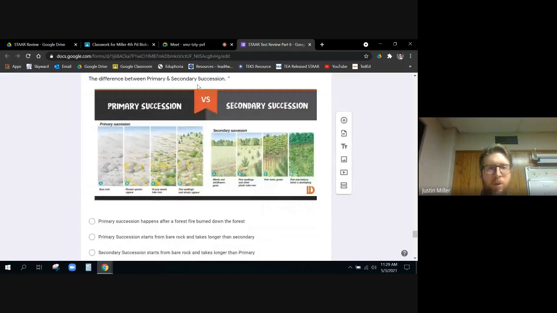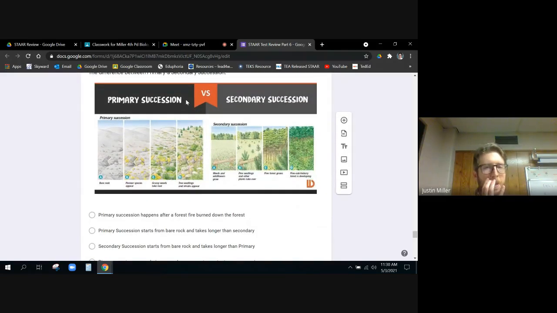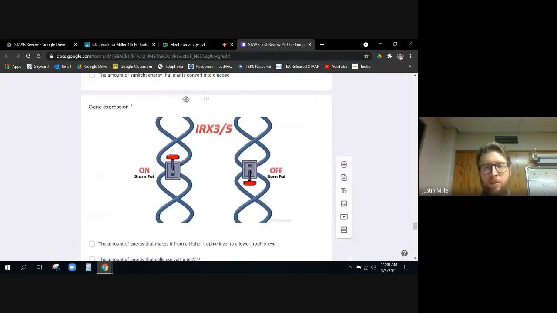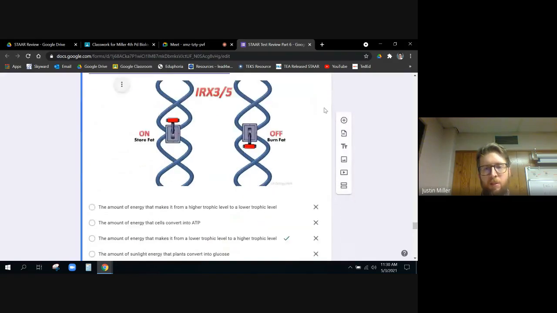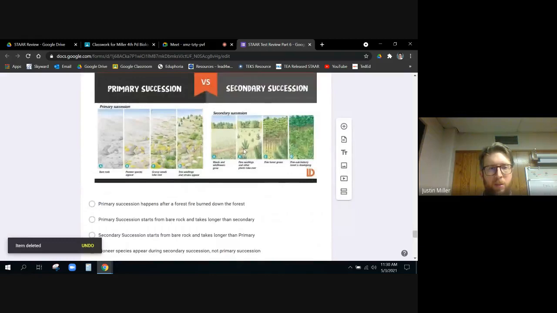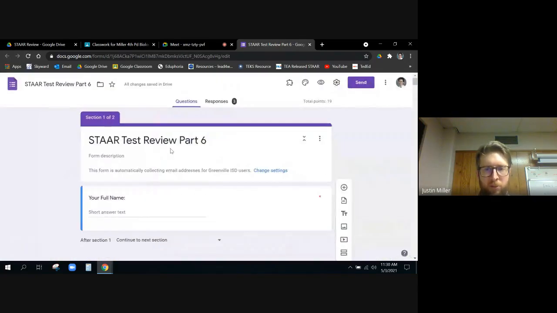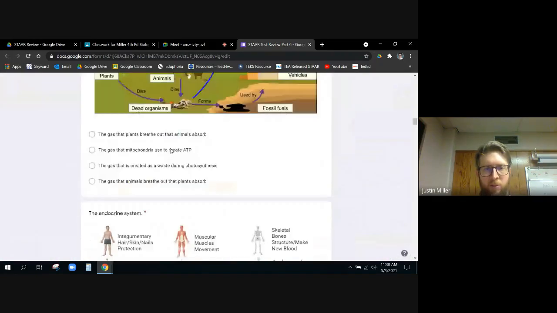The difference between primary and secondary succession. So what is the difference between primary and secondary? Actually, I'm just going to delete this one altogether. All right, what's the difference between primary and secondary? So remember, in primary succession, oh, geez, what happened? Sorry.